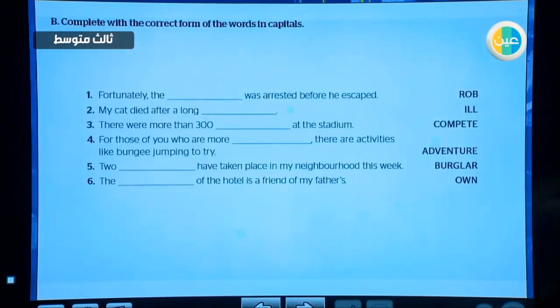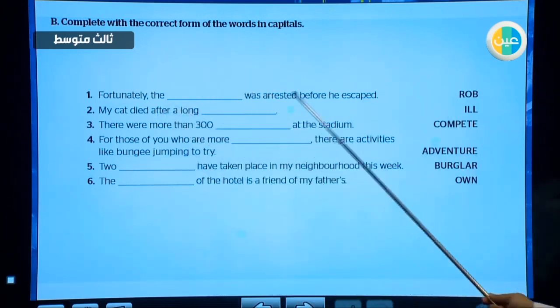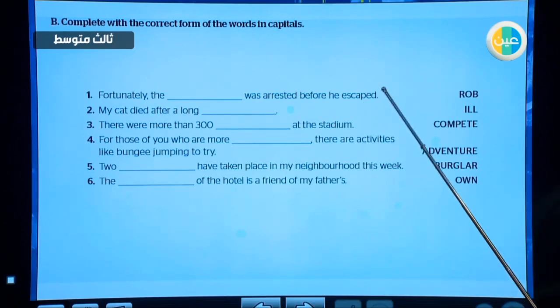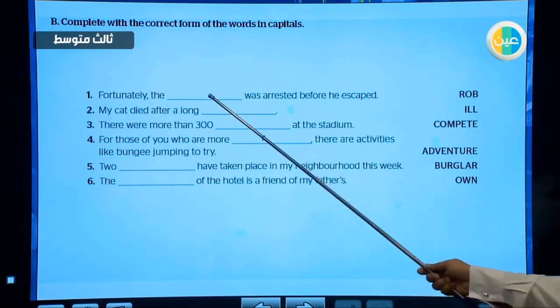Go to exercise B, and in exercise B, we are going to make the correct form of these verbs or these words on the right. First one, we are going to use the word rob. Fortunately, the blank was arrested before he escaped. What is the name of the person who commits that crime? Rob. Yes, we call him a robber.